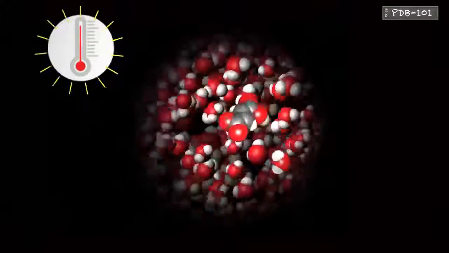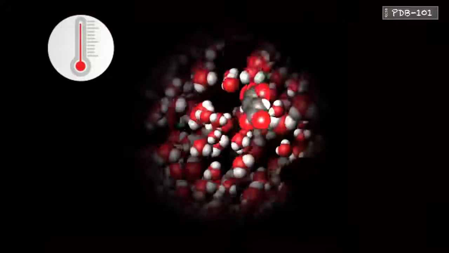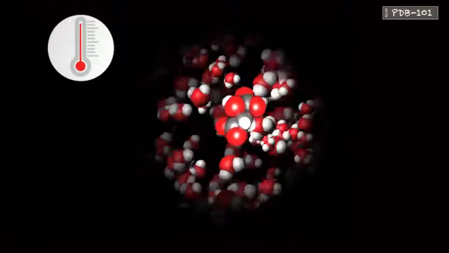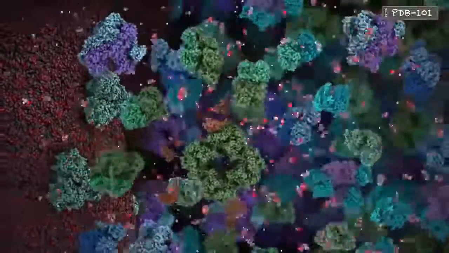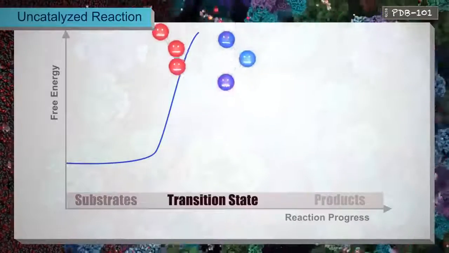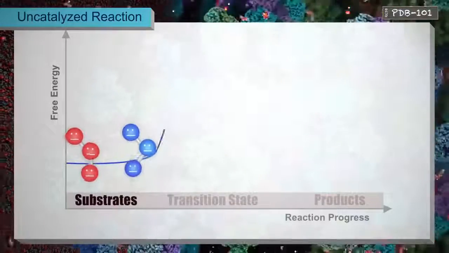To speed up a reaction in the absence of enzyme, additional energy would need to be provided as heat, which jostles the substrates and occasionally provides enough energy to trigger a reaction. In the course of most reactions, an unstable and highly energetic transition state is formed as the substrates are transformed into products.